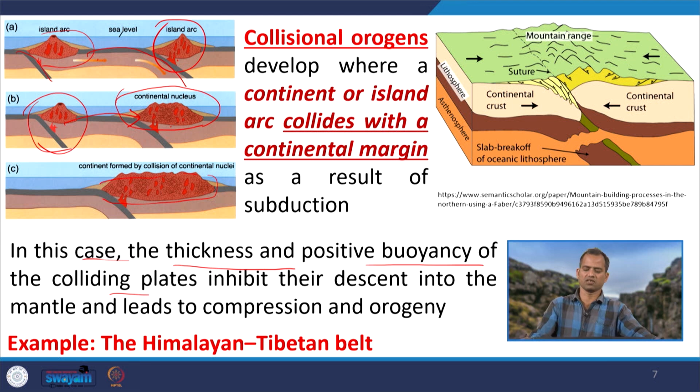So, an example is the Himalaya and Tibet. We have this Indian plate which is colliding with the Eurasian plate, and finally, we have one continent, now you can say the Eurasian continent. So, the existing Tethys is totally consumed.